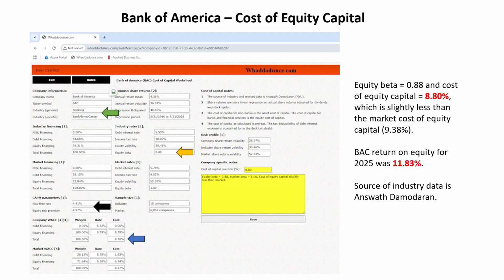And in the yellow boxes there, we can override any kind of cost of capital that the software calculates. But in this case, the software calculated 8.78%, and we're going to use 8.8% to get a nice round number.